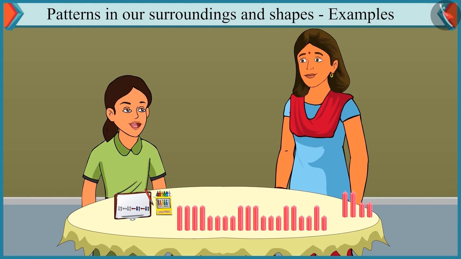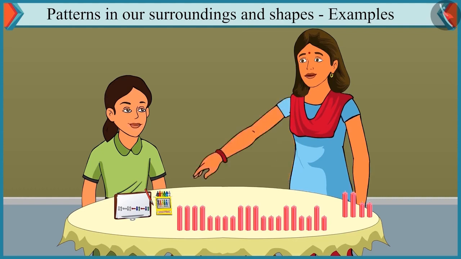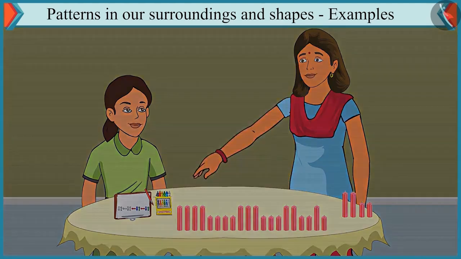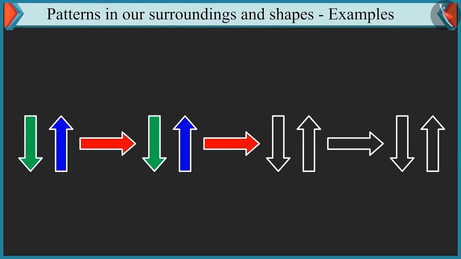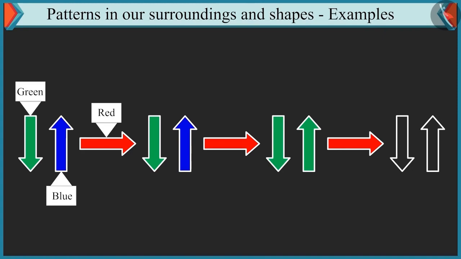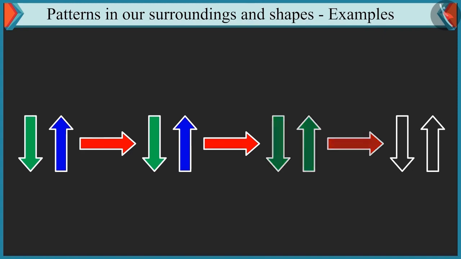Ask me one more question on the patterns. Come on, now look carefully at this pattern and tell me, which colors do you have to fill in the unfilled arrows? We have to fill green color in two standing arrows and red color in one sleeping unfilled arrow. Chutki, there are blue, red, green. These three colors are filled in this pattern.